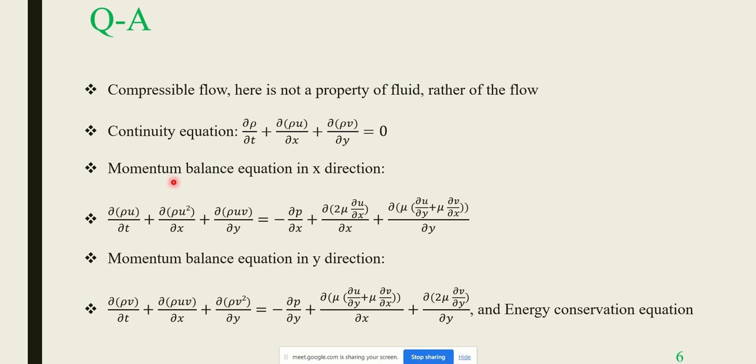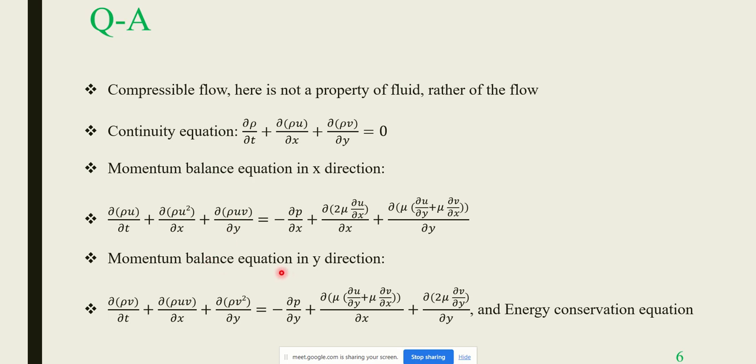And the momentum balance equation in the x direction is given by ∂/∂t of ρu plus ∂/∂x of ρu² plus ∂/∂y of ρuv is equal to minus ∂p/∂x plus ∂/∂x of 2μ ∂u/∂x plus ∂/∂y of (μ ∂u/∂y plus μ ∂v/∂x).